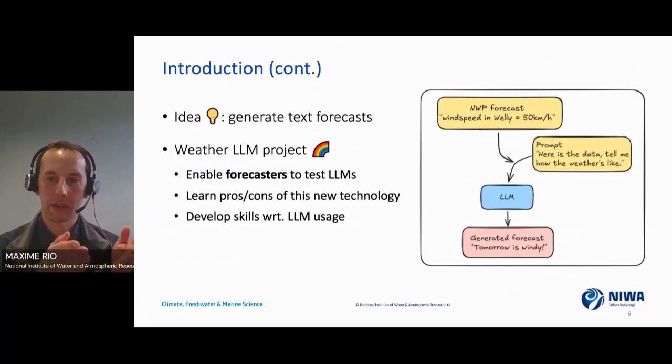And on the right, you have the summary of what we want to achieve. Data comes in, we transform it into text, we have a prompt, so a request for the LLM, to do something with that data, and hopefully it sends out a credible forecast.